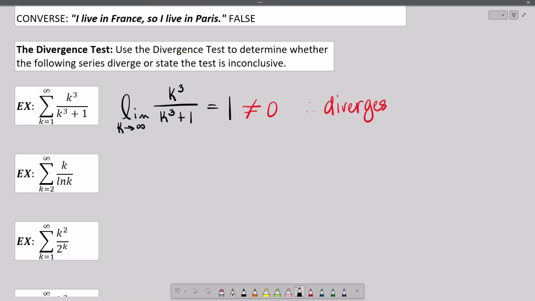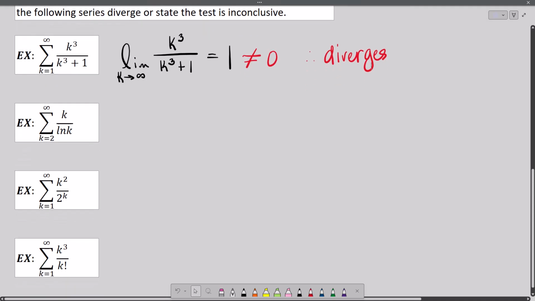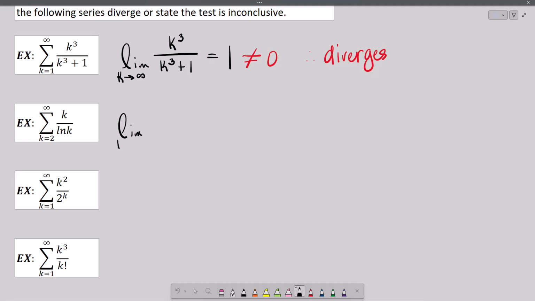So second one, what is the limit as k goes to infinity of this? So k divided by natural log of k. What technique will we use here? What technique? L'Hopital. So we're going to use L'Hopital's rule here.